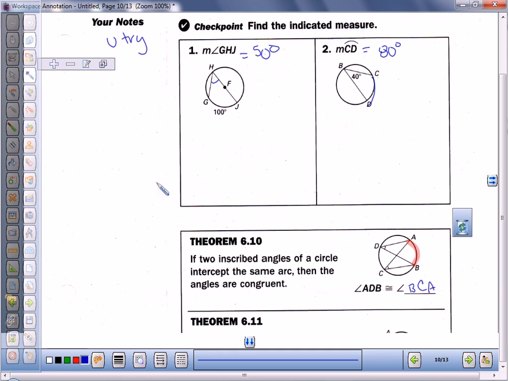Okay, let's look right here, though. Do you see that angle A and angle B are also congruent? Because they both intercept this arc. So we can look at that both ways.